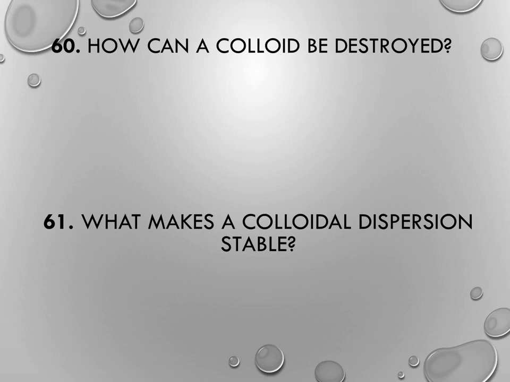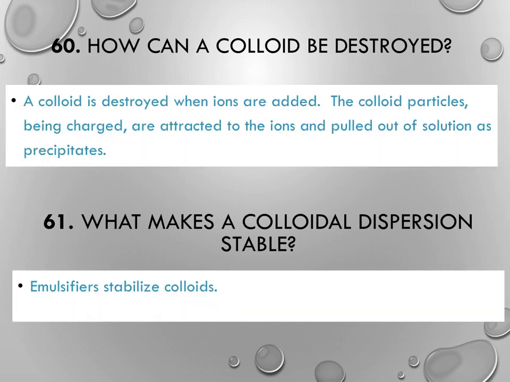60, how can a colloid be destroyed? Well, the way that you do that is by the ionic repulsions between them. So if you add an ion of an opposite charge, or add an ionic compound that has both present, it'll actually destroy the colloid. The particles of the colloidal dispersion will bond together with the one of opposite charge, and it'll pull them out of solution as precipitates.